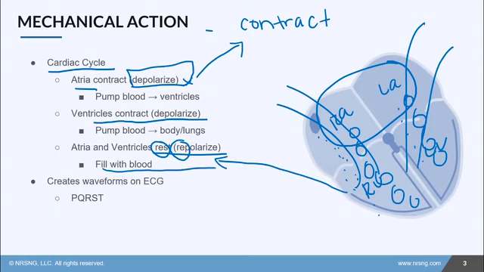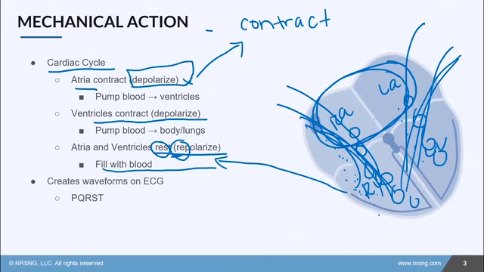When the ventricles are done filling up with blood and they pump the blood to the lungs or the body, then it's the atria's turn to relax. So this is called atrial repolarization because they are resting while the ventricles contract and the atria are filling up with blood from the superior or inferior vena cava or the lungs.